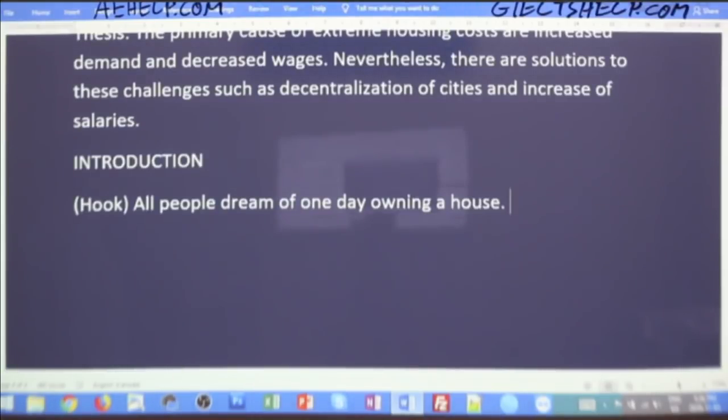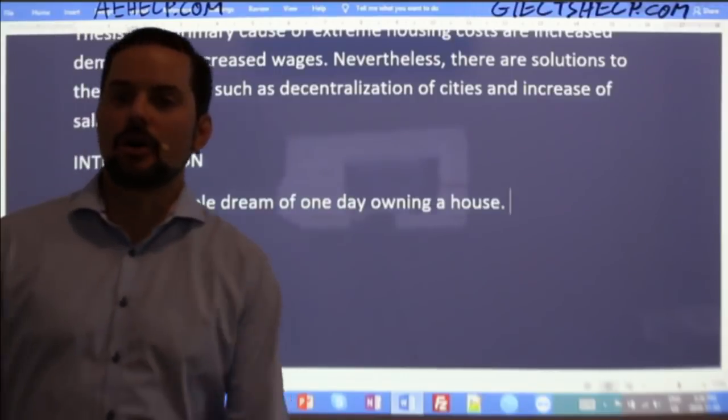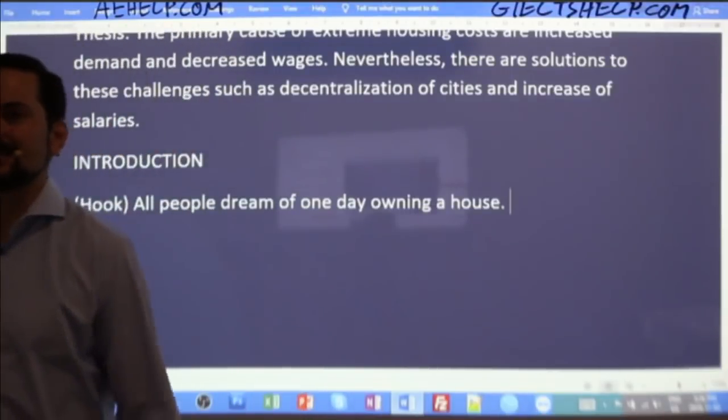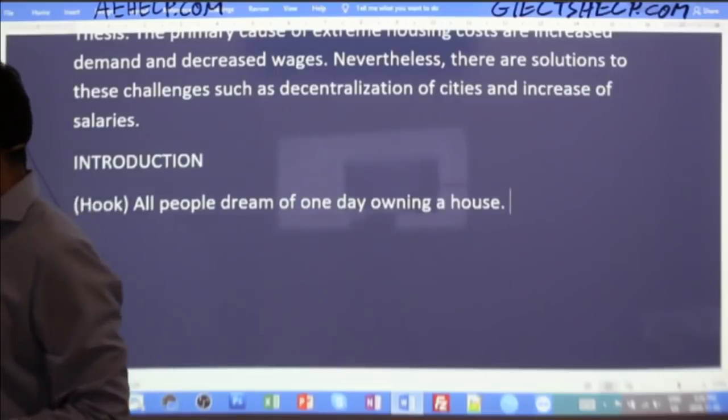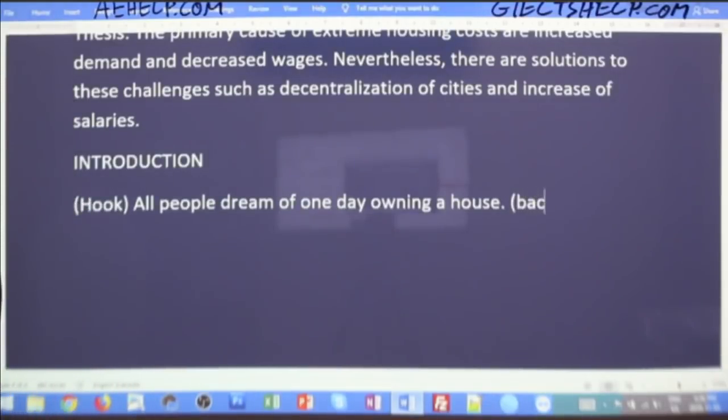Naveen, that's a very good hook as well. Housing is a basic necessity for mankind. Absolutely, that's a very nice hook also. All right, and then the background information. So definitions and importance.